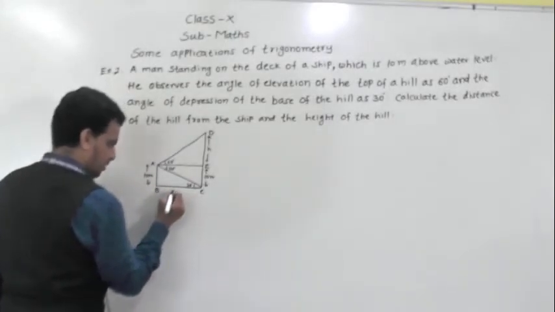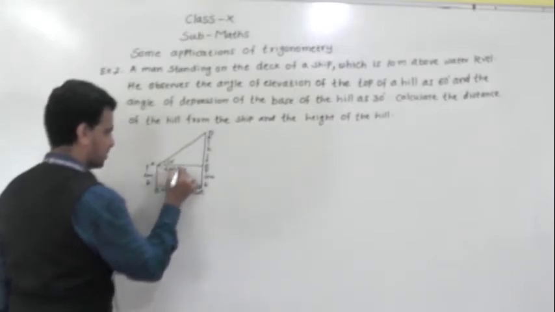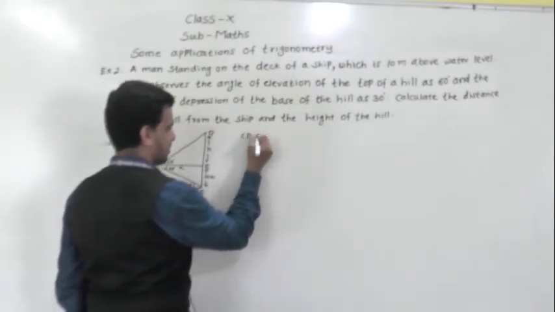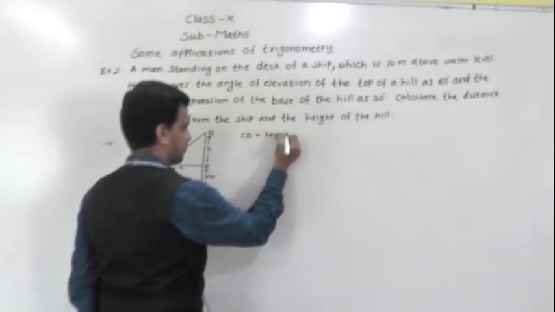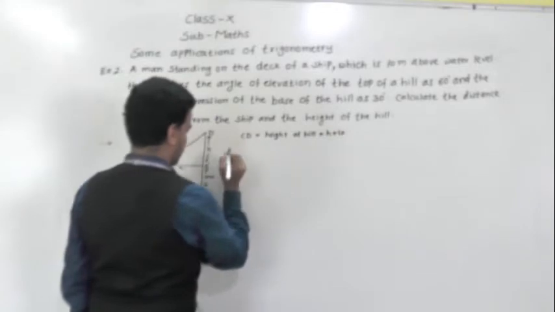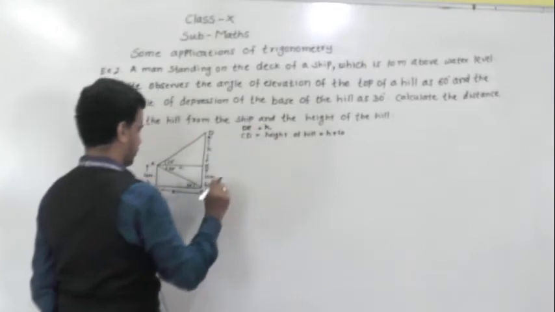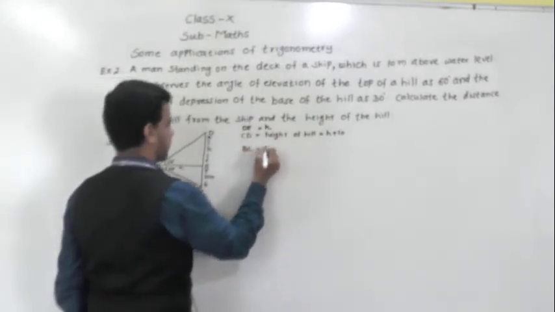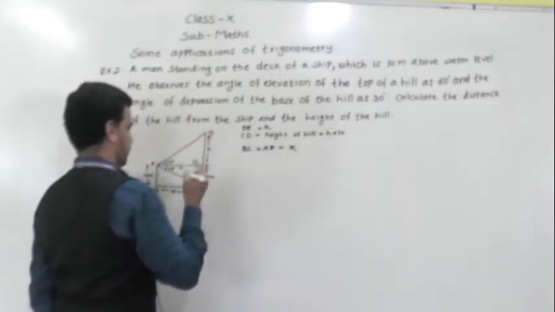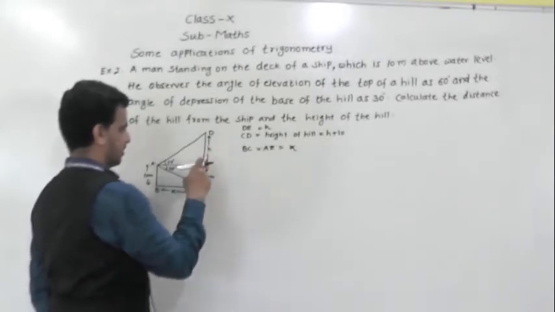Now I am supposing this BC distance as X, so this distance AE is also X. So I am writing all these distances. CD is equal to the height of the hill, which is equal to H plus 10. Then DE is equal to H, and BC is equal to AE is equal to X. Now we have to take triangles. First I am taking triangle DEA.